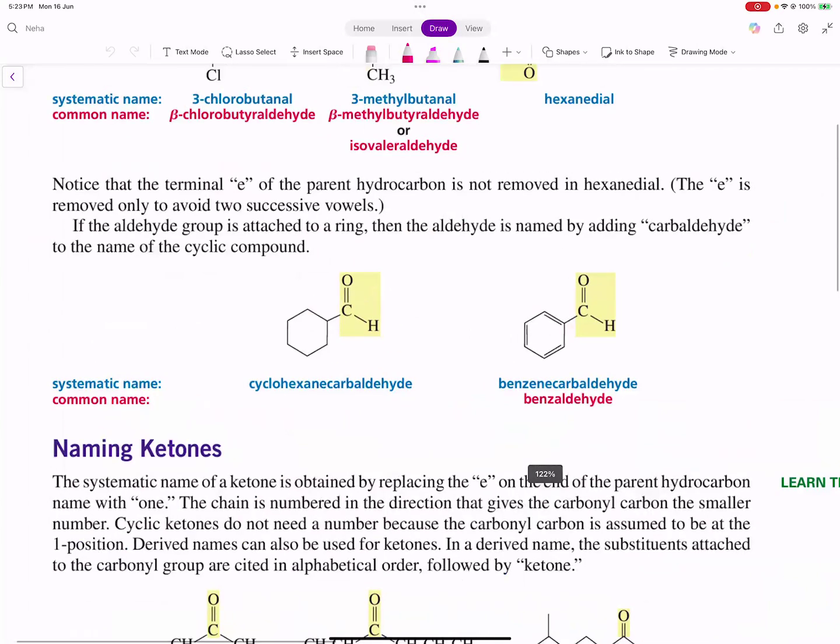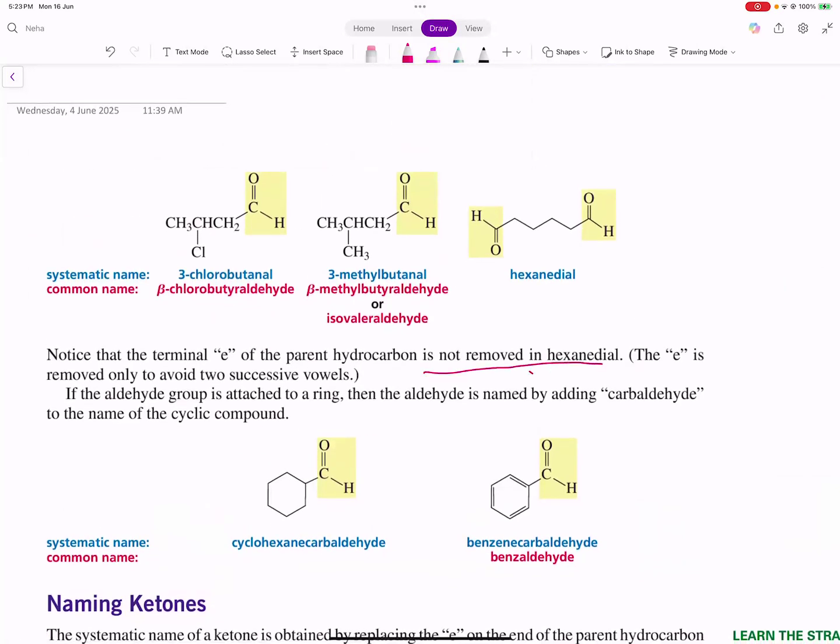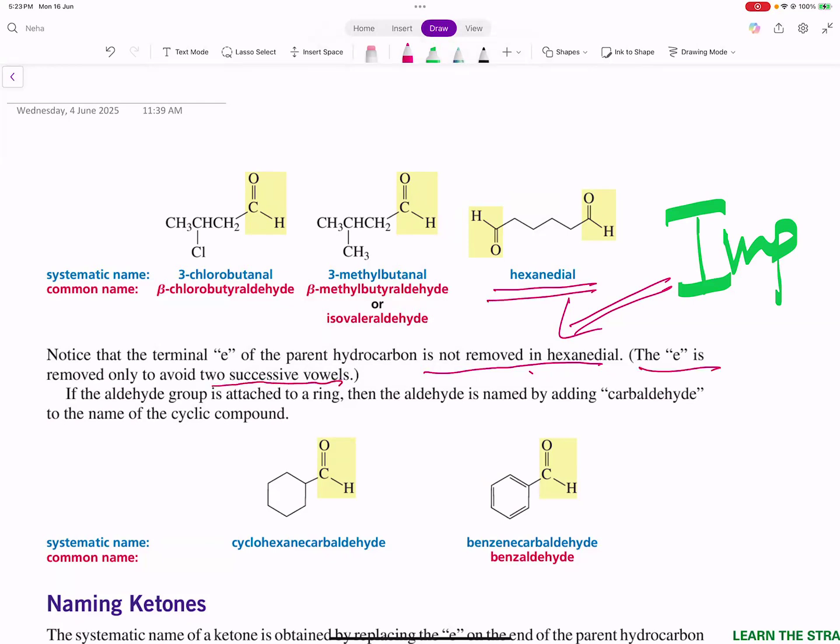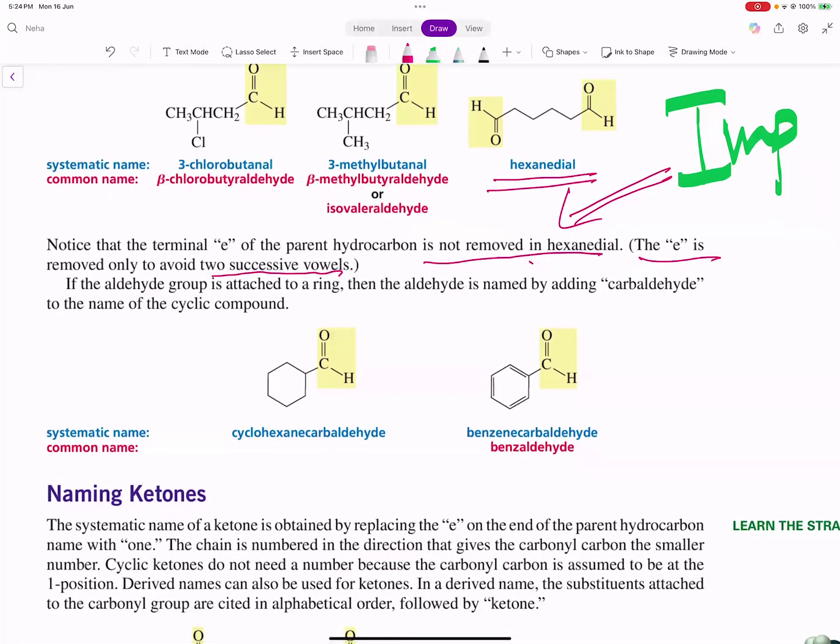And this is important. If we have two aldehyde groups, then it is called hexanedial. See, in this case, E has not been removed. E is removed to avoid two successive vowels, but normally we'll say hexanal. This was asked in JEE Mains or Advanced, so that is why I'm telling you. And if the aldehyde group is attached to a ring, then the aldehyde is named by adding carbaldehyde.